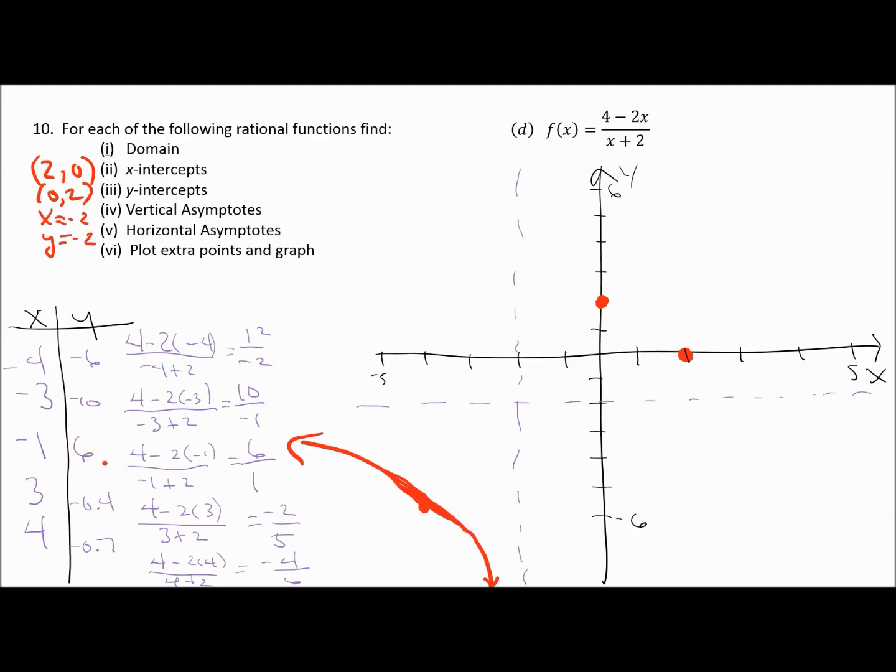All right, other points. We're plotting now because the vertical asymptote was right here in between. So this kind of divides that up into two separate pieces. Now (-1, 6) up here. (3, -0.4). And (4, -0.7) is just slightly lower. I think that gives us a good feel for what's happening on that other side too. Again, we're approaching the horizontal asymptote at -2. We're approaching the vertical asymptote over here also at x equals -2, and it goes up forever.